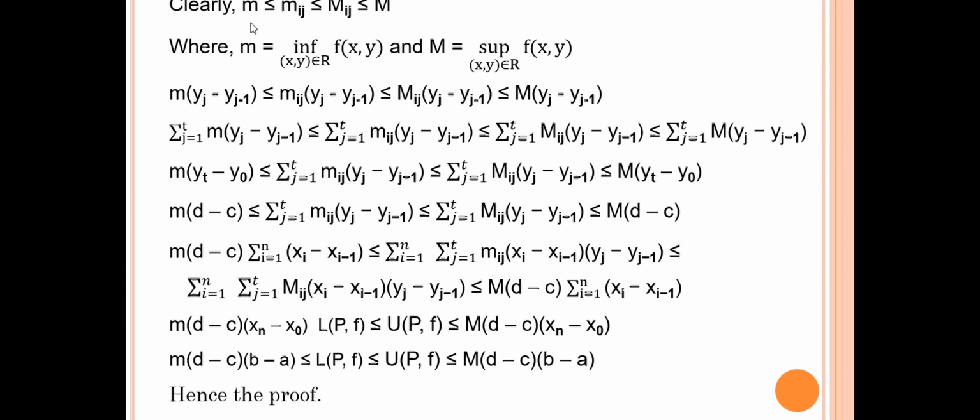अभी आप कहेंगे कि what is m and what is capital M. So it is nothing but the infimum of the function in the whole rectangle. जो भी आपका infimum है वो है small m, ठीक है, and capital M means the supremum of the function in the rectangle. ओके, जो भी आपका supremum है rectangle के लिए, तो वो denote करते हैं हम capital M से. So let us continue with this inequality: m less than or equal to mij less than or equal to capital Mij less than or equal to capital M.